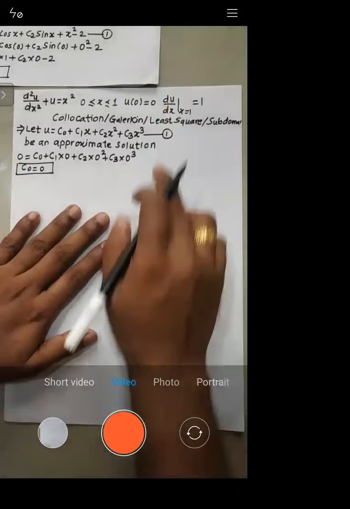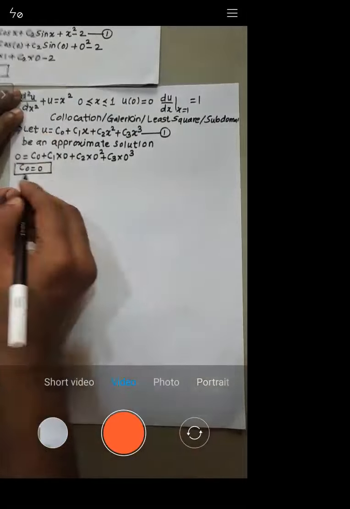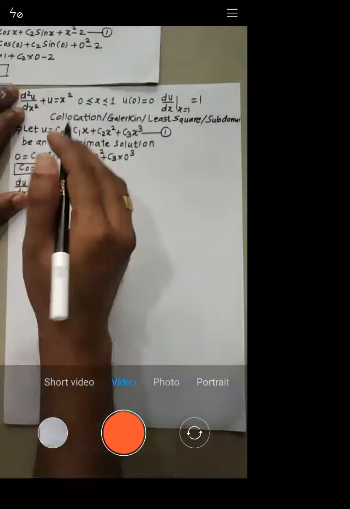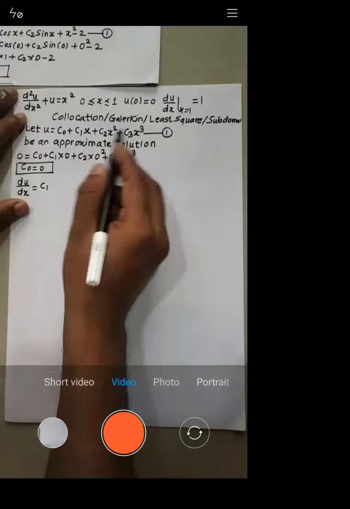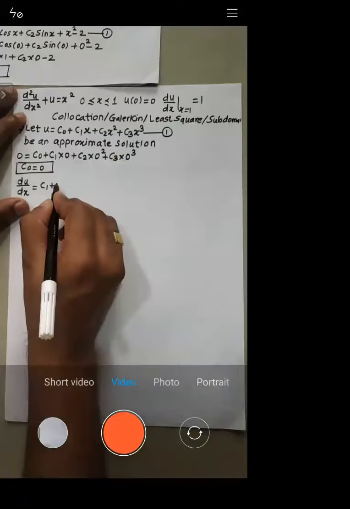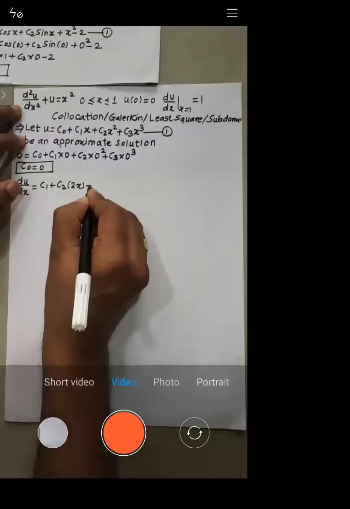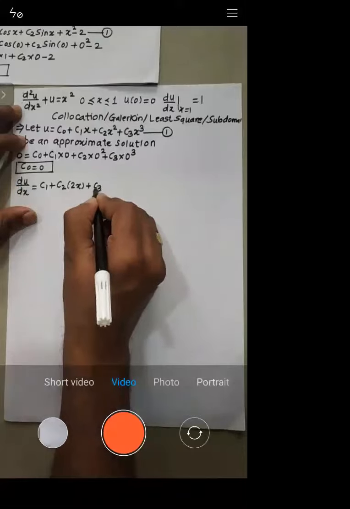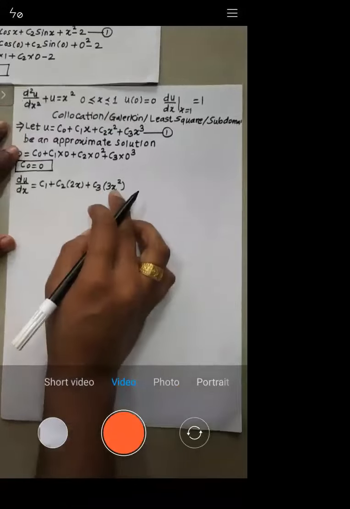Now impose the second boundary condition. You need to take the derivative of this, right? So you need to take the derivative du by dx. The derivative of a constant is 0. What is the derivative of c1 into x? It is c1. Plus c2, I'm writing as it is, times 2x. What is the derivative of x square? 2x. Plus c3, I'm writing as it is, times 3x square. See, this is du by dx.